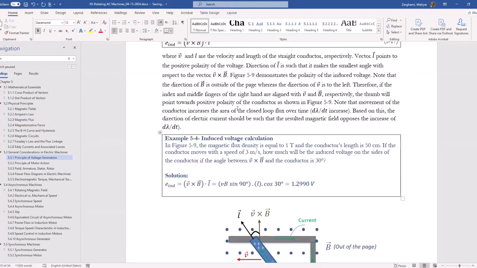And let's look at here. The movement of the conductor increases the area of the closed loop, or in other words, the lambda over dt increases.